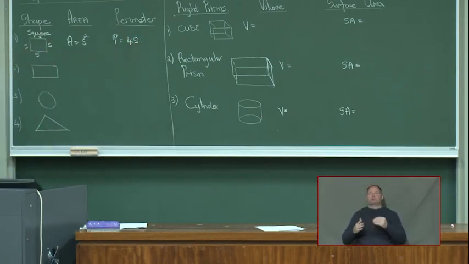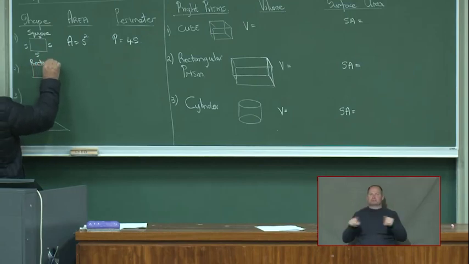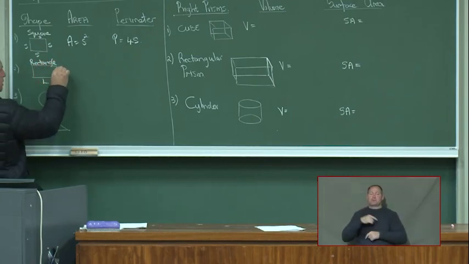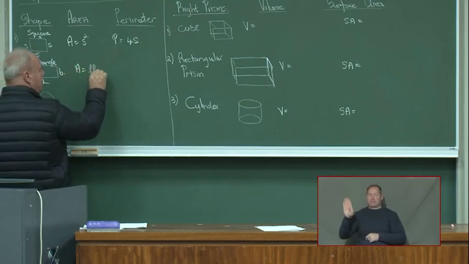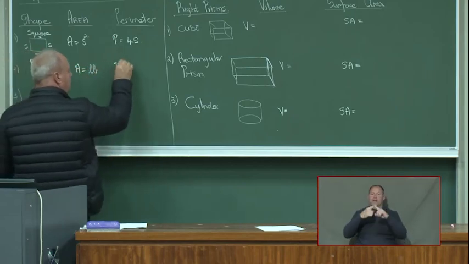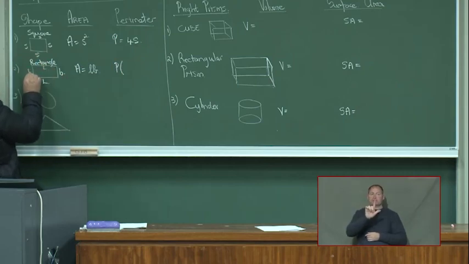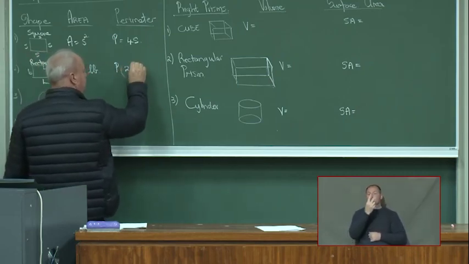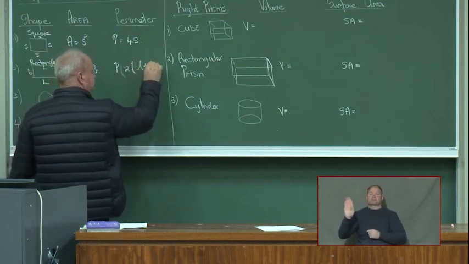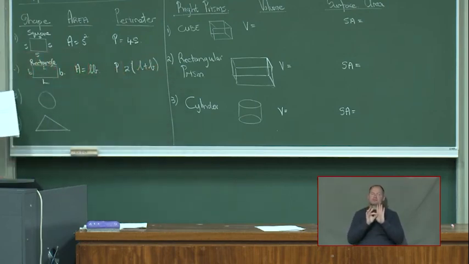This here is a rectangle. In a rectangle, we've got the length and we've got the breadth. So the area is equal to length times breadth. And the perimeter is, that side is length, breadth, and breadth, so the perimeter is twice length plus breadth. That is the formula for the perimeter. These are primary school formulas.